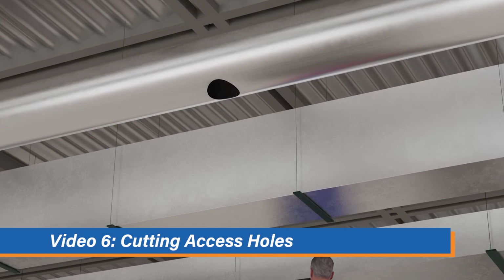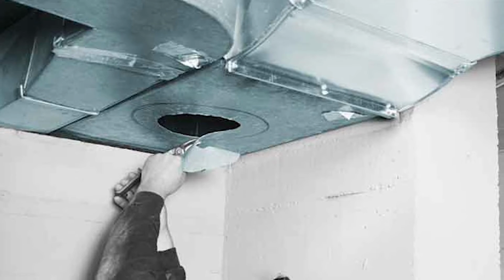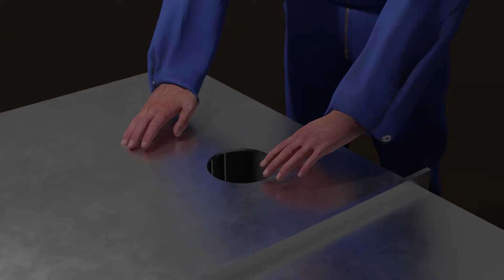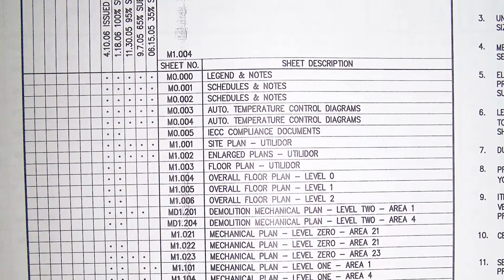Lesson 6 is all about access holes. You will be entering and cleaning the air system by cutting access holes, and you want to do it efficiently. Reading blueprints is an essential part of your pre-planning workflow.